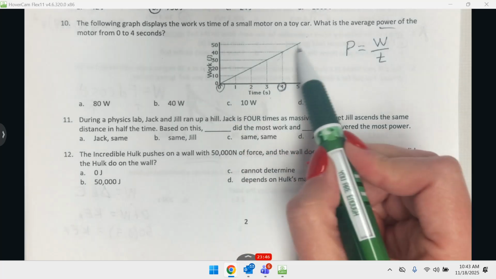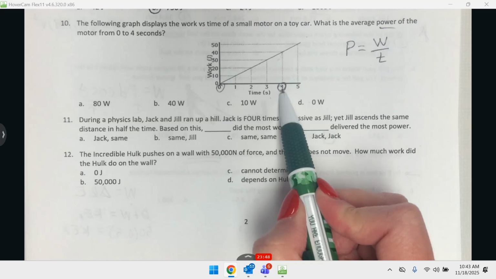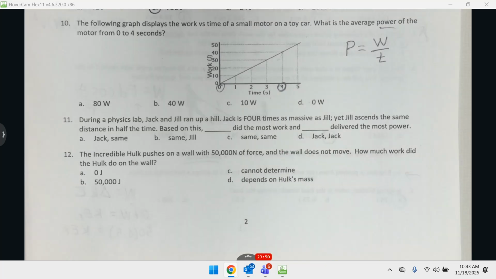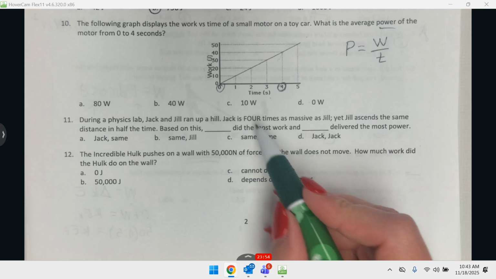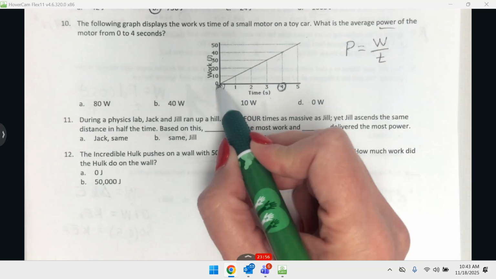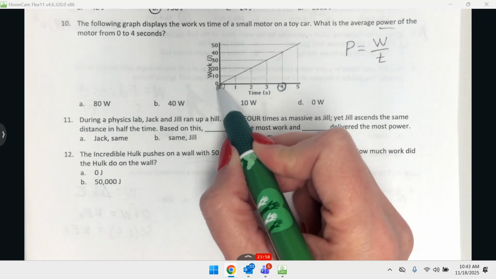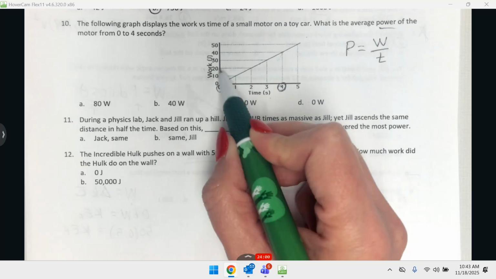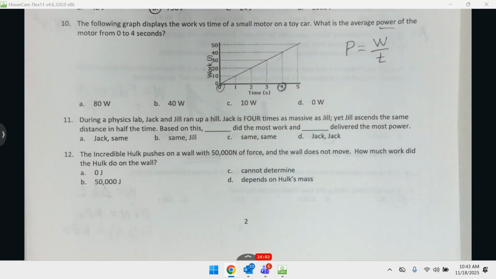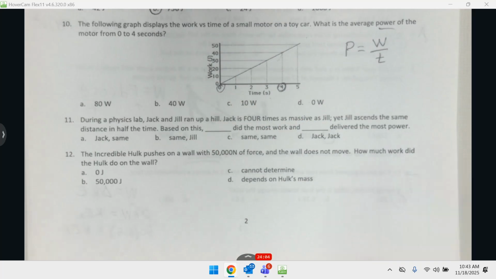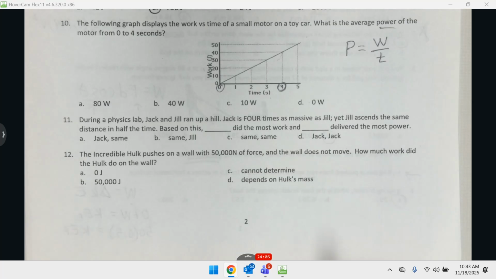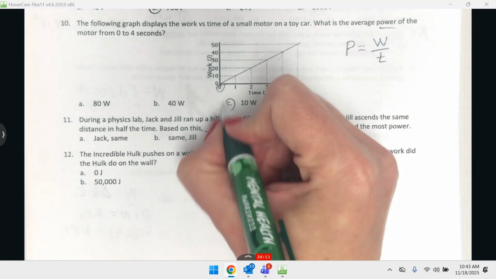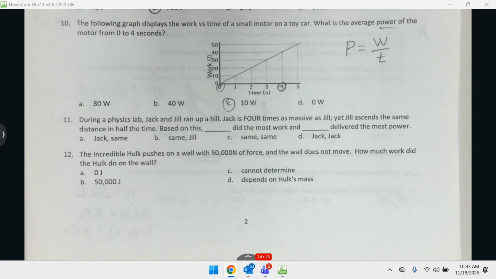Since the slope is the same the whole time, it doesn't actually matter that we're only looking at the first 4 seconds. You're going to get the same slope if you looked at the whole thing too. But you need to find the slope. Each second, it looks like it's going up by 10. Again, it goes 10 in 1 second, and then 20 in 2 seconds, and then 30 in 3 seconds, and so on and so forth. But you can do rise over run, pick 2 points, and find it. But you're going to get a slope of 10. Okay, and so the average power of this motor is going to be 10 watts, which is answer choice C for number 10.